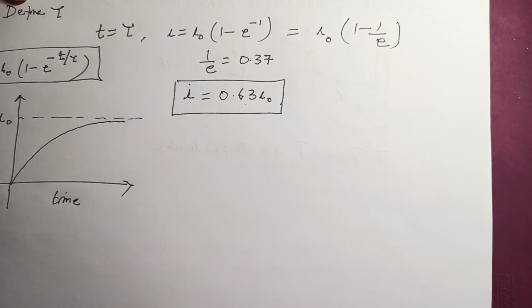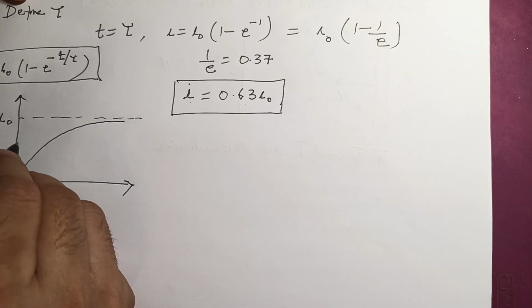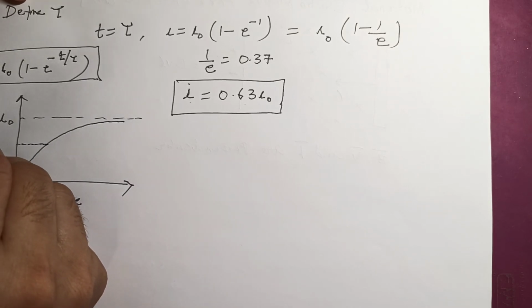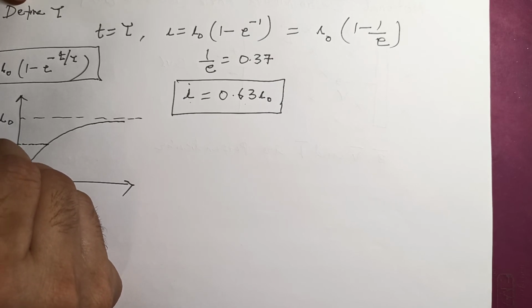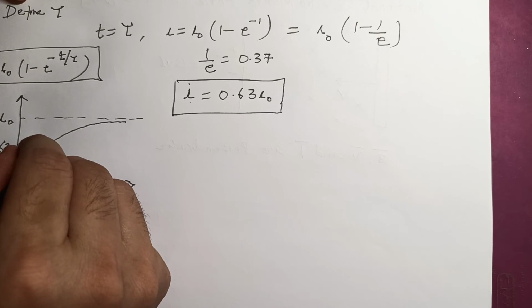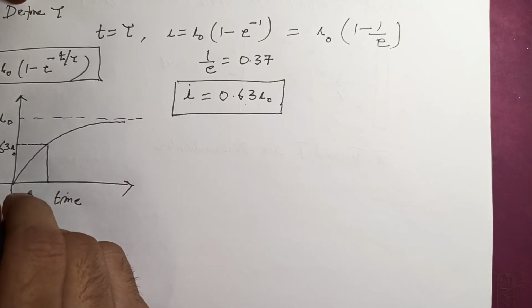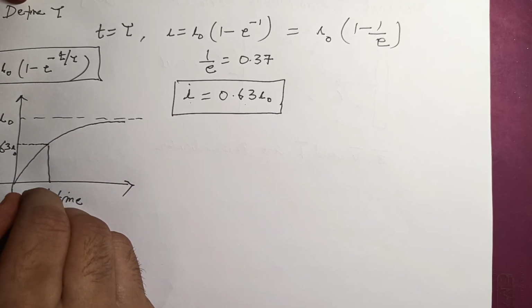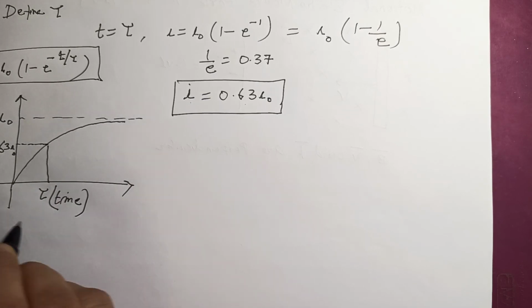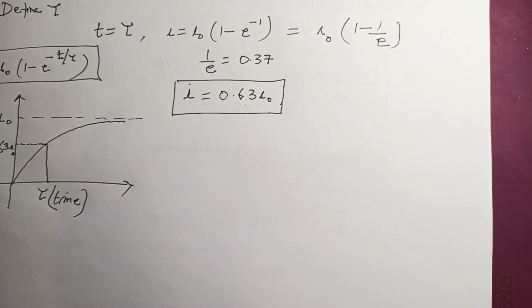Okay, now what is tau? At what point does tau come into play? When 0.63 of I naught is there. So this is tau, and as I said, the unit of tau is time only, whatever is the unit of time, so seconds or whatever.